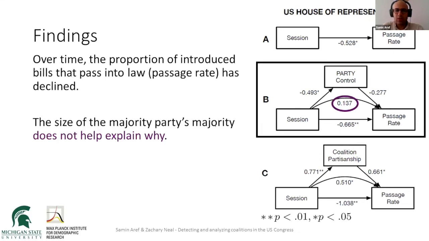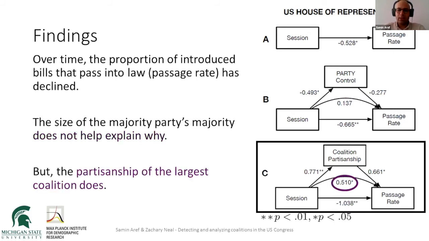So the first model gives us no statistical support for the party control hypothesis. So this means that the size of the majority party does not matter, or doesn't help explain the decline of bill passage rate. And for the coalition partisanship hypothesis, we actually find the statistical support. So the partisanship of the largest coalition actually explains the decline of bill passage rate.